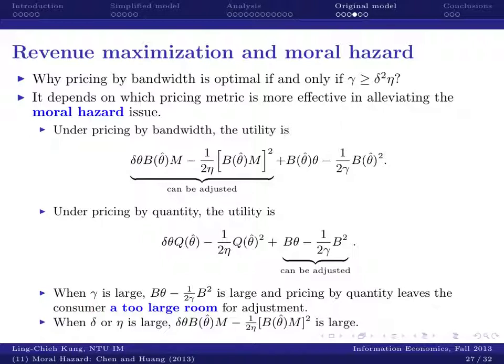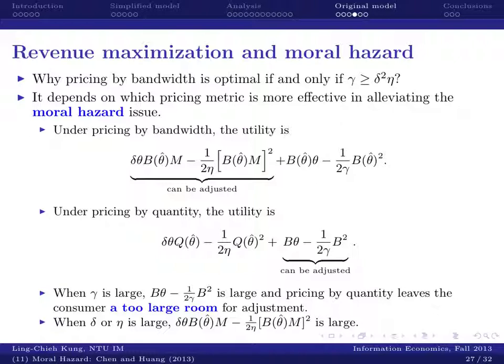That's why pricing by quantity is not optimal. When gamma is large, this part is large, and if this part is free for you to adjust, then pricing by quantity is not optimal. On the other hand, if delta or eta is large, that means the first part is large, and pricing by bandwidth is suboptimal because this leaves the first part free for adjustment.